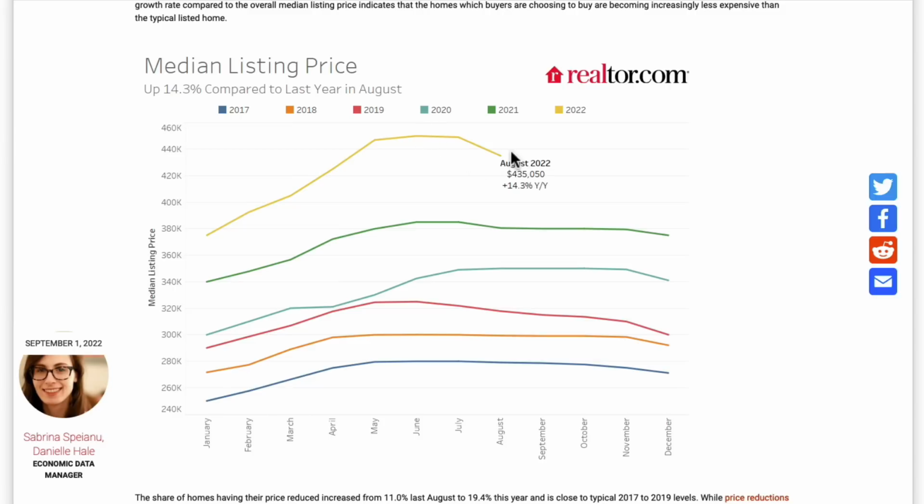I want this. Even though if you look year over year, every single year it's been increasing and the spread year over year has been widening. Still, 14.3% year over year, which was how much percent over the previous year, which was how much percent over the previous year, on and on. If you go back to 2017 in August, you're on the $280,000 line. This is 435 just 5 years later.